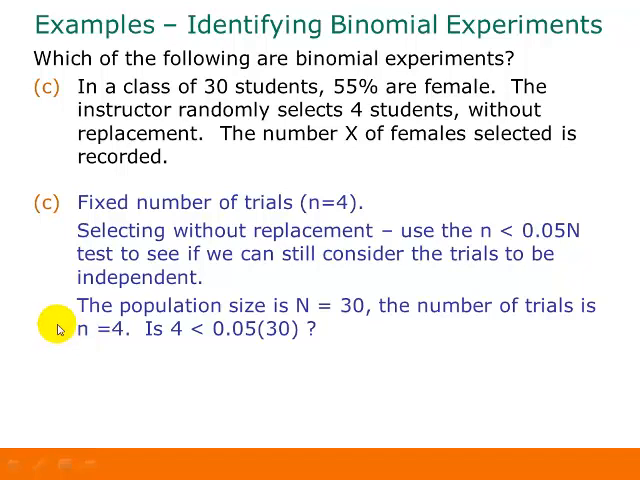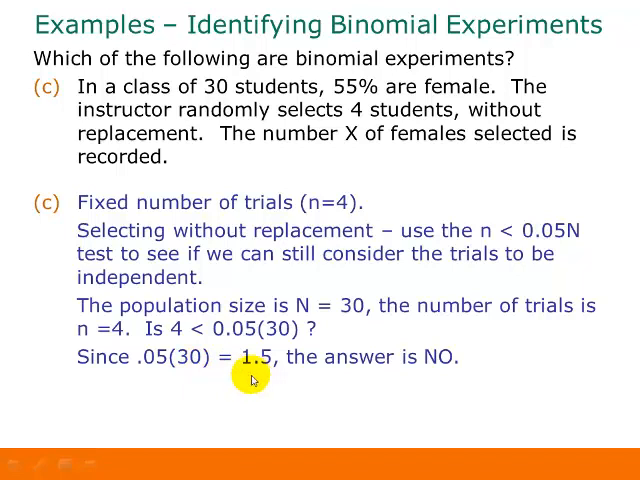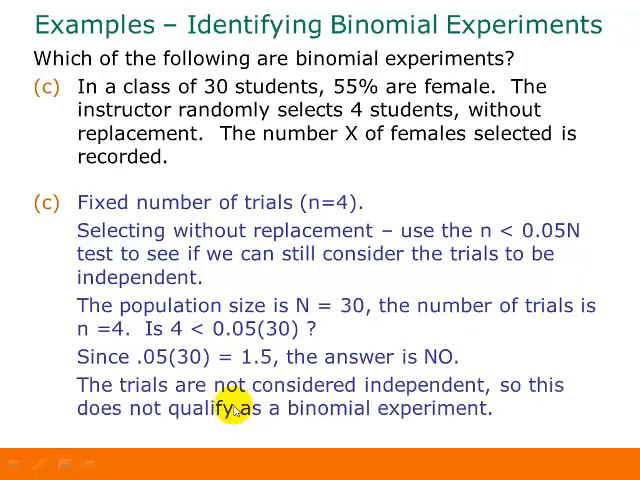The number of trials is 4. So the question is, is 4 less than 0.05 times 30? Well, 0.05 times 30 is 1.5, and 4 is not less than 1.5. So the answer is no. That means that we can't consider these trials to be independent, so this doesn't qualify as a binomial experiment. Now, if we wanted to fix this so that it would qualify as a binomial experiment, we'd have to select with replacement.